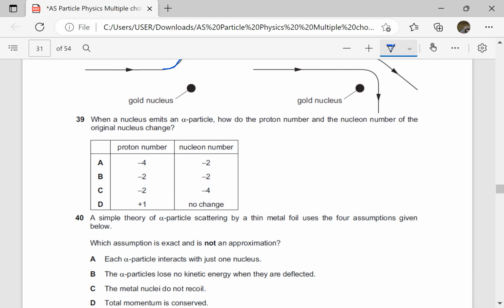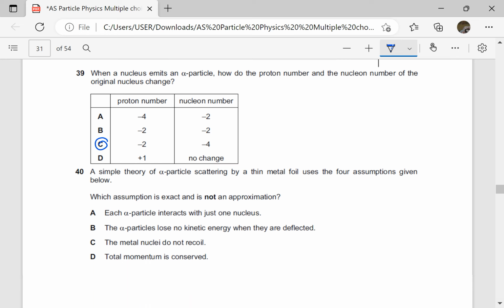When a nucleus emits an alpha particle, how do the proton number and nucleon number of the original nucleus change? So proton number reduces by 2, nucleon number reduces by 4. The answer is C.